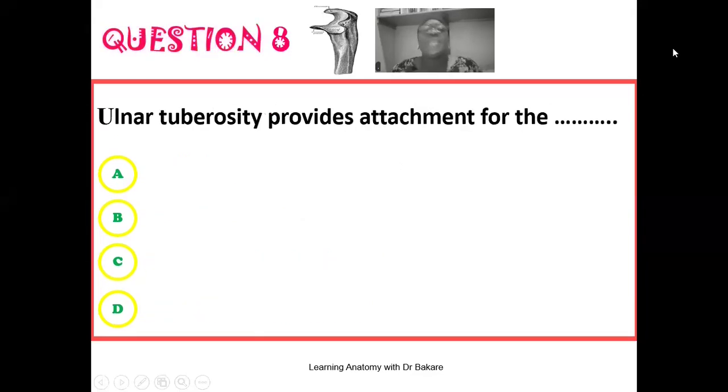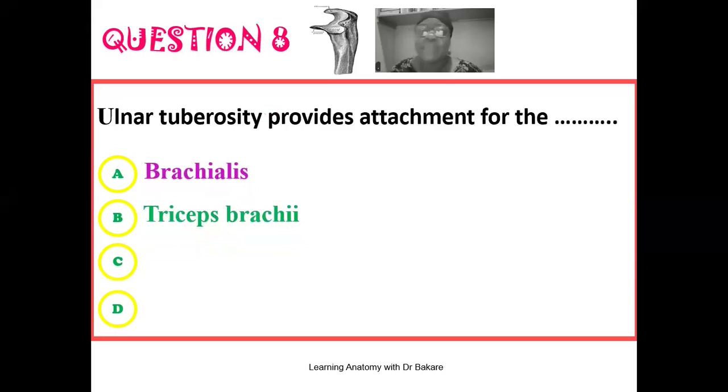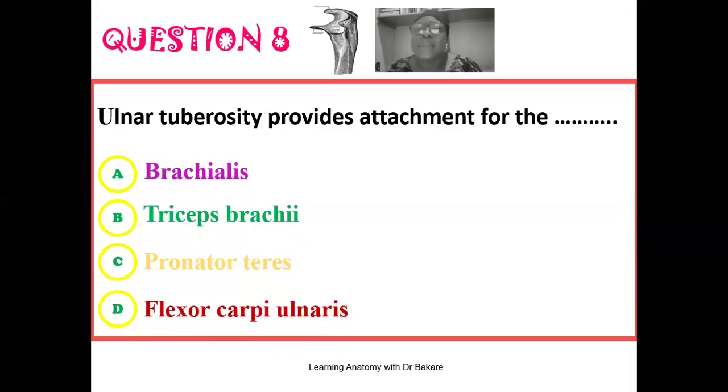So now let's go to the eighth question, and this reads that the ulnar tuberosity provides attachment for the dash. Is it for the brachialis? Is it for the triceps brachii muscle? Is it for the pronator teres, or is it for the extensor carpi ulnaris? The correct answer here is the brachialis muscle. We know that the brachialis muscle is one of the muscles located in the anterior compartment of the arm region. This muscle is seen to insert on the ulnar tuberosity.